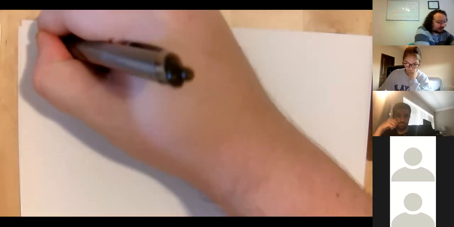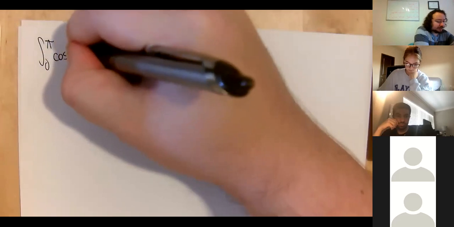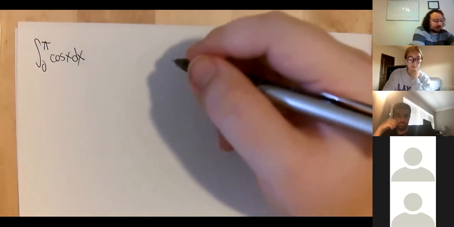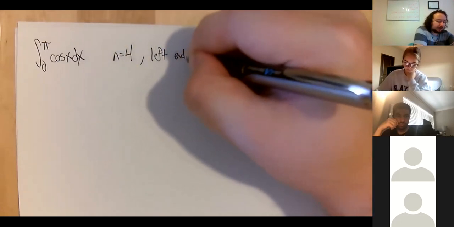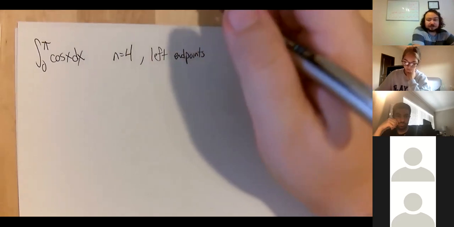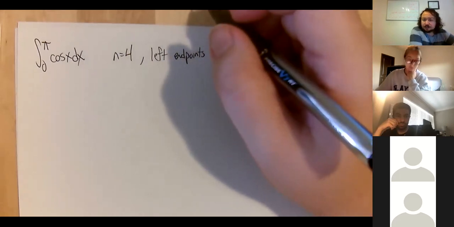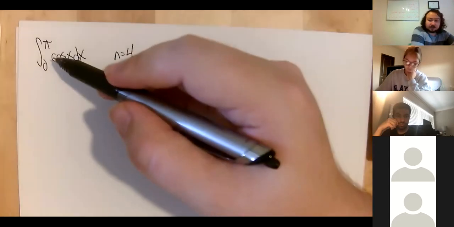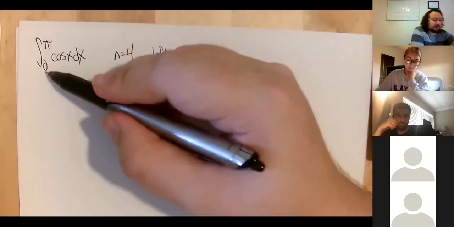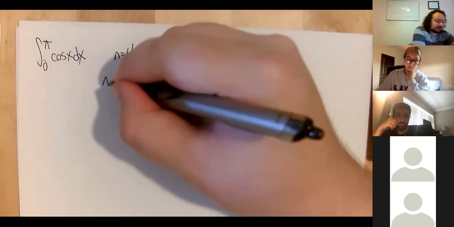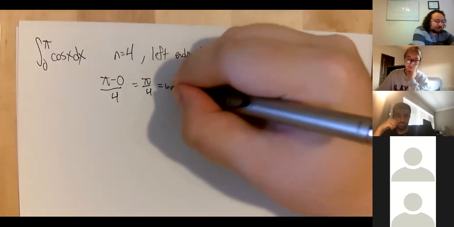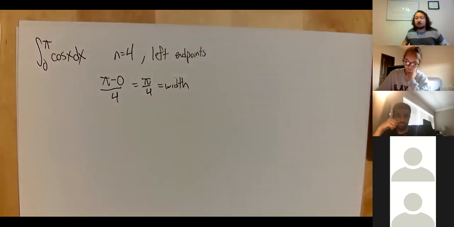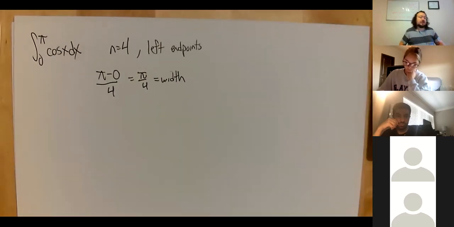All right, so we have the integral from 0 to pi of cosine of x dx. We want to use n equals 4 rectangles, and we're going to use left endpoints with these rectangles. So how are we going to do this? The interval that we're finding the area under the curve is 0 to pi. So we're going to divide that up into 4 pieces. This means that pi over 4 will be the width of all of our rectangles. The width for each of them will be pi over 4.